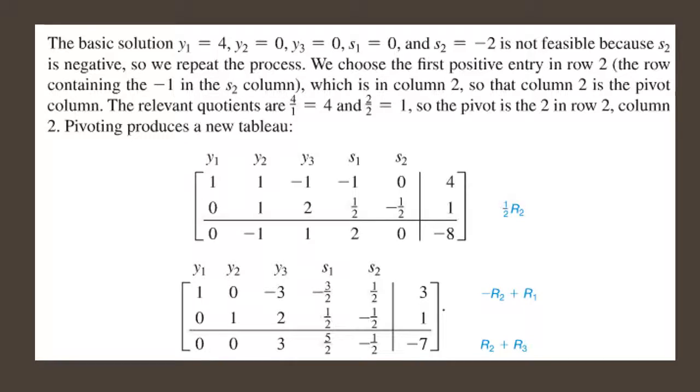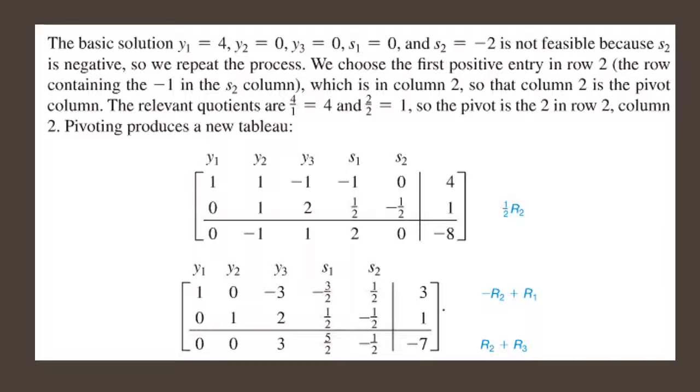Now, you may have to go back and forth here, but you'll notice in the tableau that we got, we still don't have a basic feasible solution. So we're going to start all over again. When we find where the -1 is, we go across that row. The first positive entry in row 2 is in column 2. And so that's going to be our pivot column. We check the quotients and we find that the pivot is the 2 in row 2, column 2.